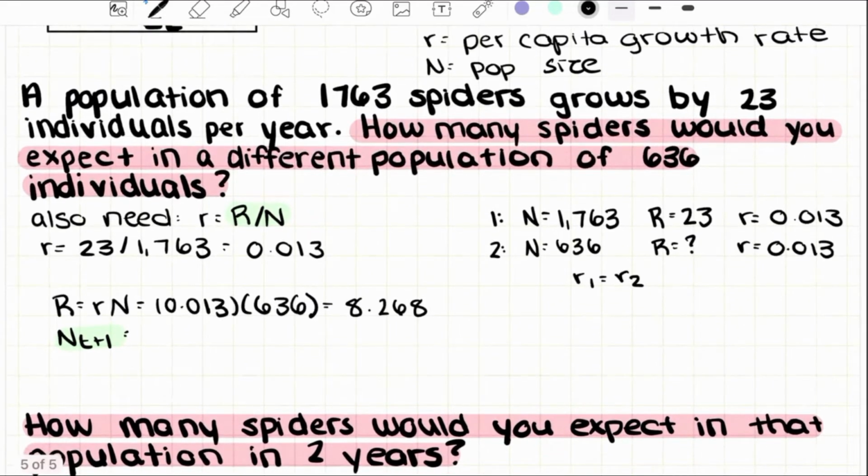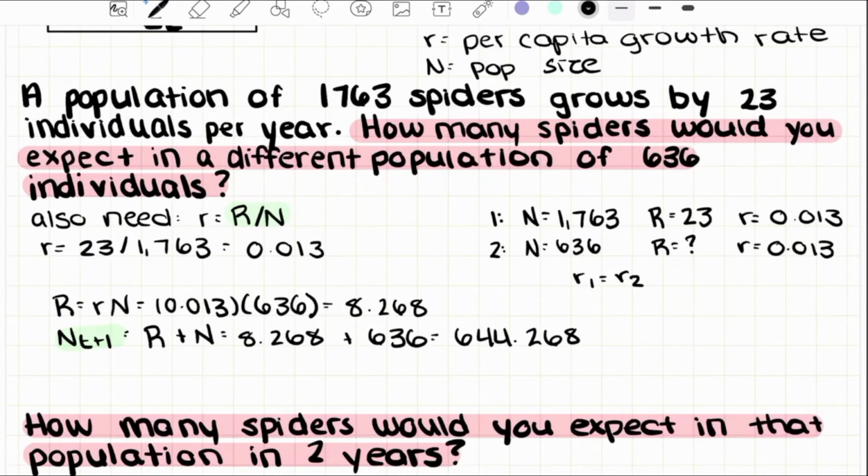So in order to do that, it's very simple. We take R, and then we add it to the original population. In other words, we're going to take our new number, 8.268, add it to 636. And if you do that, you're going to get 644.268. Yes, I know that you can't have 0.2 of an individual, but bear with me.